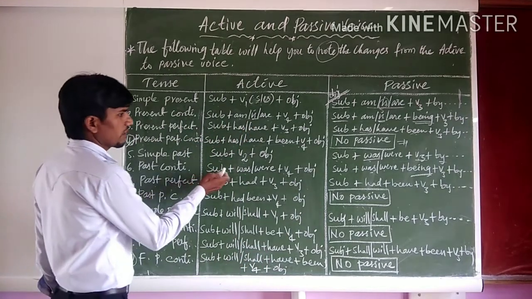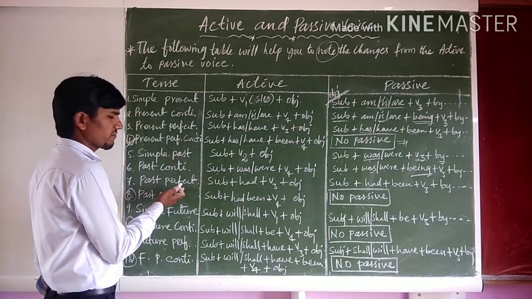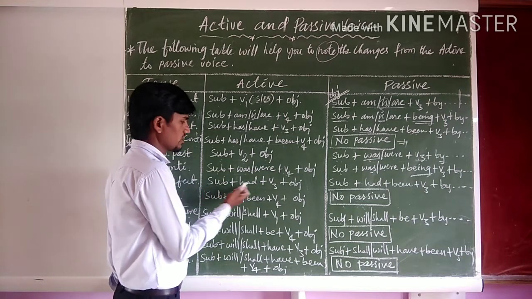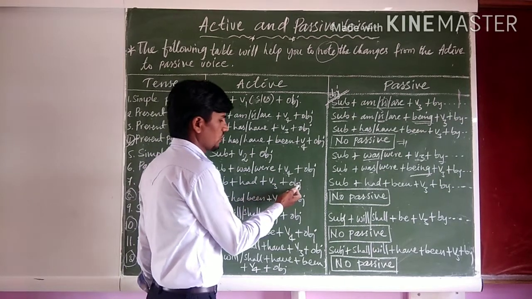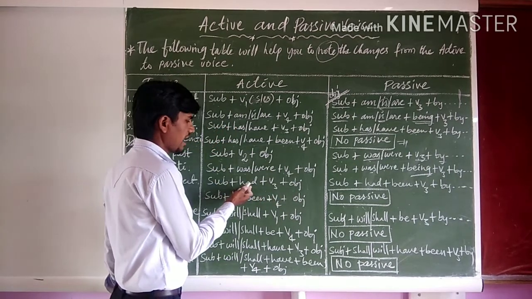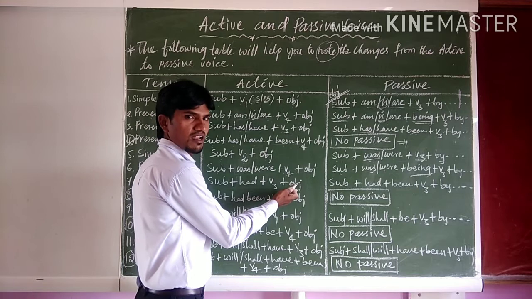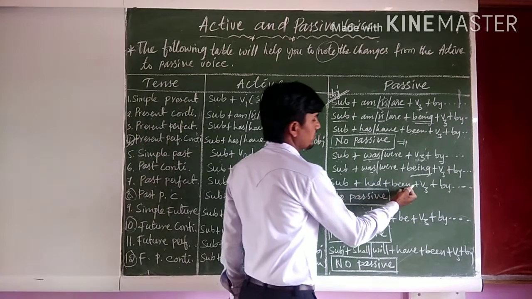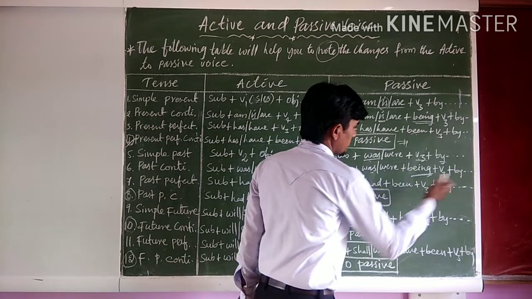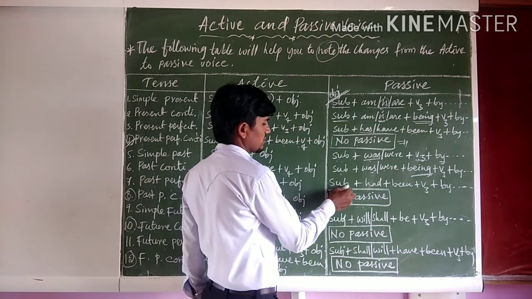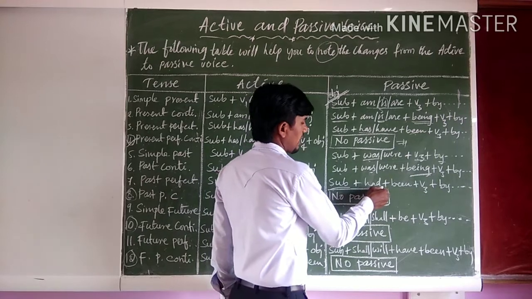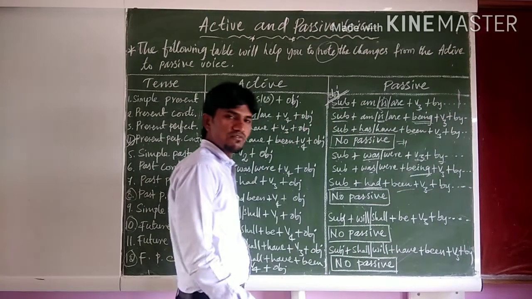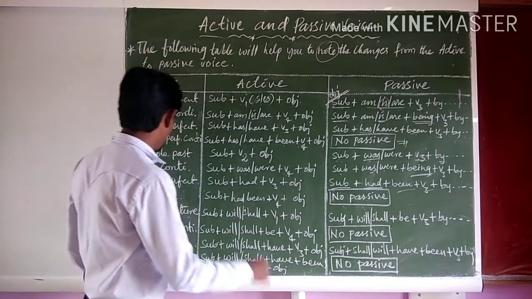Then coming to the past perfect tense. The structure is subject plus had plus V3 plus object. He had written a letter. A letter had been written by him. Therefore, the passive structure is subject plus had plus been plus V3 plus by prepositional phrase.